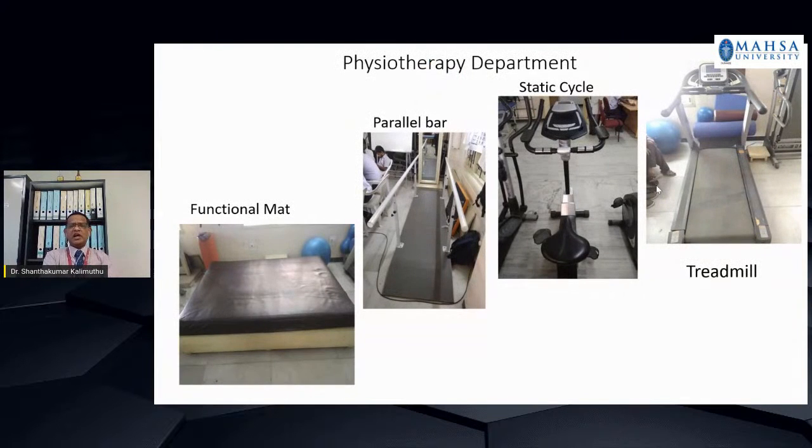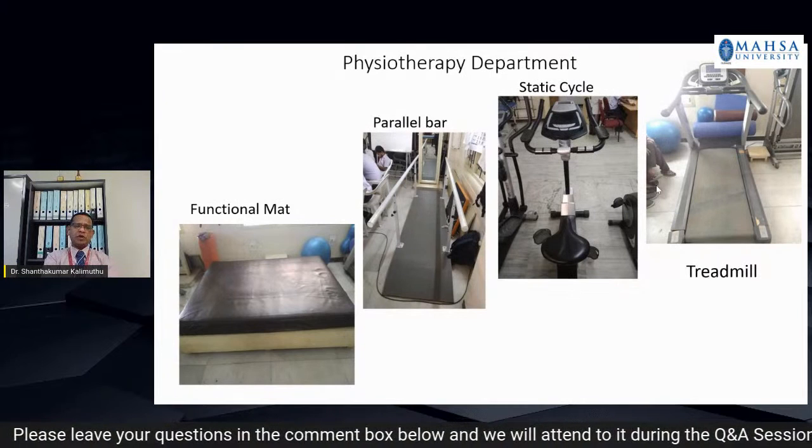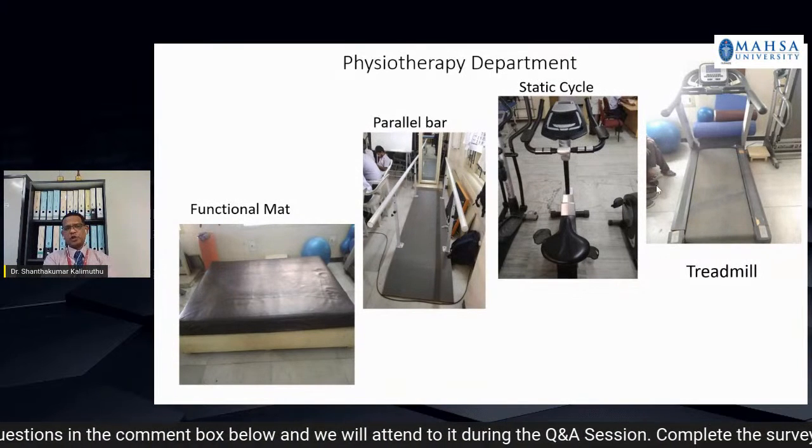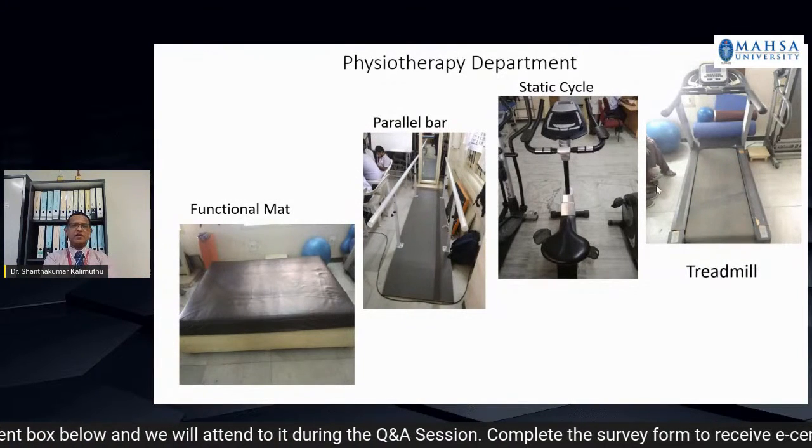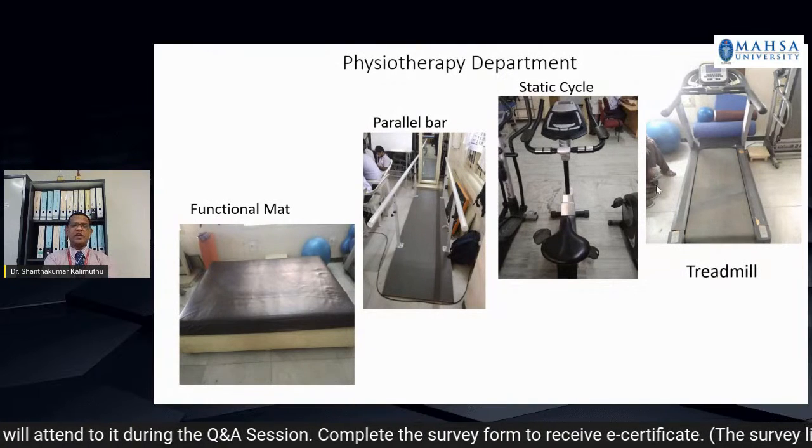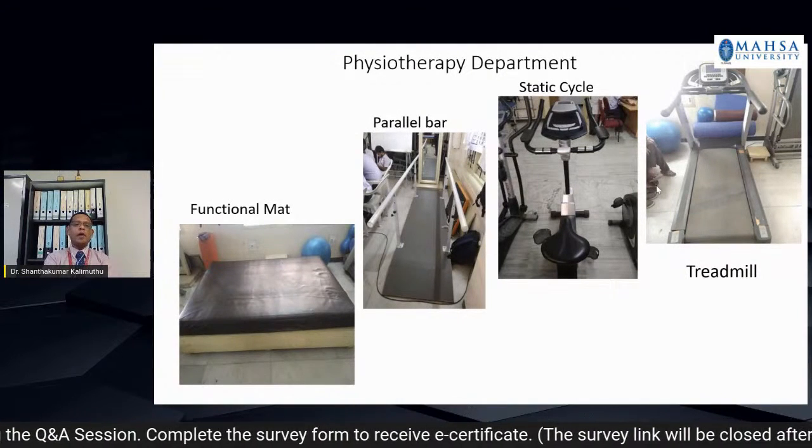Once the patient starts doing sit to stand, little function improves the patient, and the neurologist is happy with the patient's progression, the patient will be allowed to train there in the physiotherapy department. So what we have is a functional mat. So the basic principle is always shift the patient to a mat.